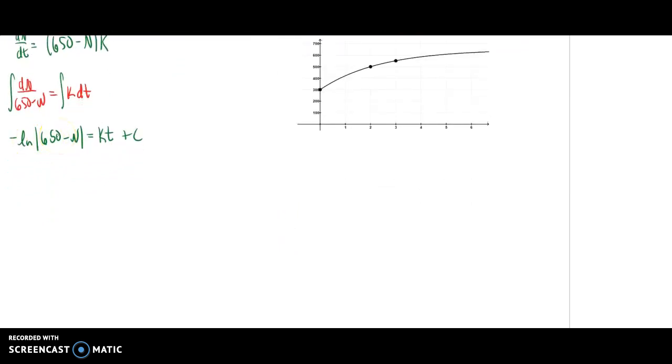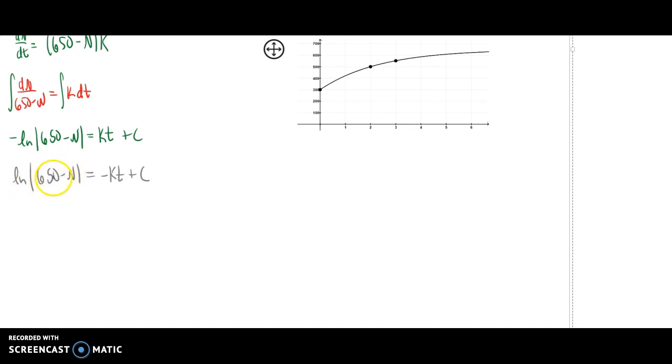Next, we can divide by negative just to clean it up a little bit. We could call this minus c, which is still just a constant, so why not keep it just plus c in there then? And at this point, we want to get the function solved for n, which means we're going to take e to the power on both sides. On the left, we have e to the ln of 650 minus n.